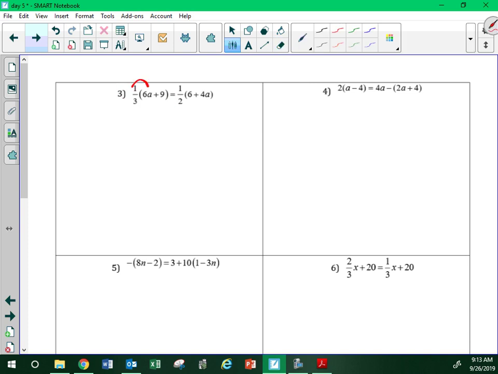1/3 times 6 is 2. Very good. 2a, don't lose our a. Anyone know what 1/3 times positive 9 is? 3. Very good, so positive 3. If I have 6 cookies and I cut them in half, how many do I have? 3. And now we only have 4 cookies divided into 2.